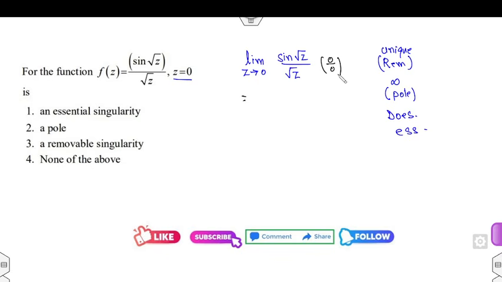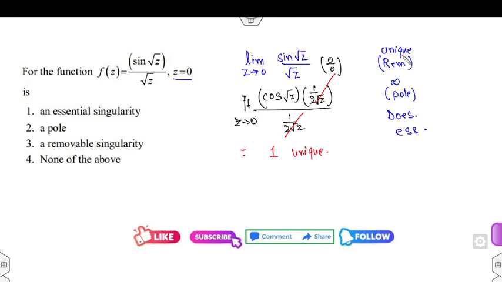It is a 0 by 0 form. So what you can say is, it is sine of cos of root z into the derivative of this, divided by 1 over 2 root z, limit z approaches 0. Clearly this quantity will be cancelled, cos 0 will be 1. That is my unique number. So unique means removable singularity, rest of the options are cancelled. Always remember, whenever the question is related to singularity, always compute the limit first.